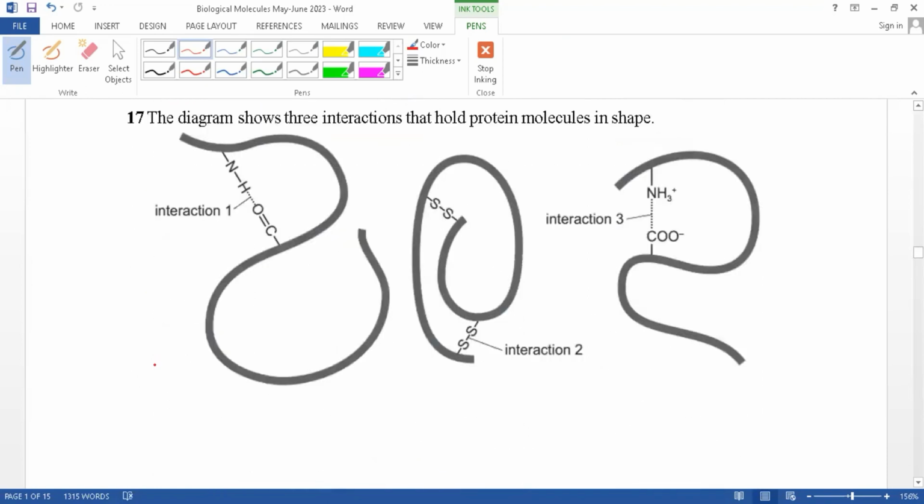The diagram shows 3 interactions that hold a protein molecule in shape. We can identify the 3 interactions. The dotted line between partial positive and partial negative is a hydrogen bond. This is the disulfide linkage, clearly visible. The 2 sulfurs are connected.